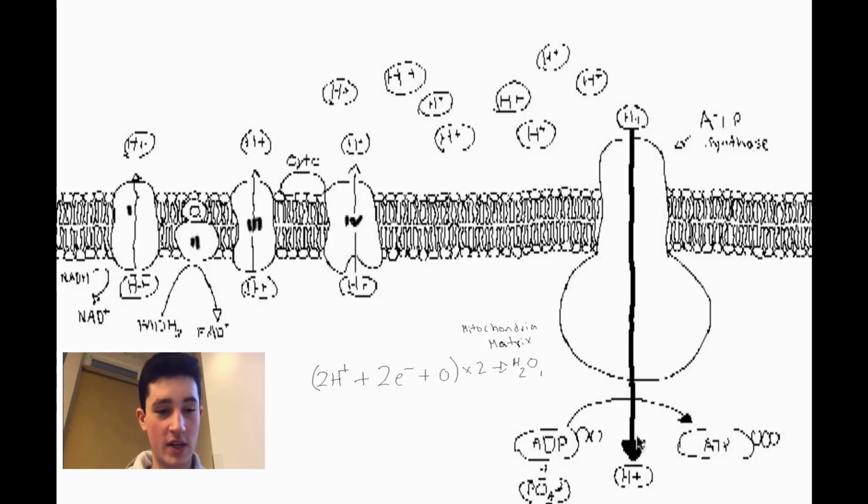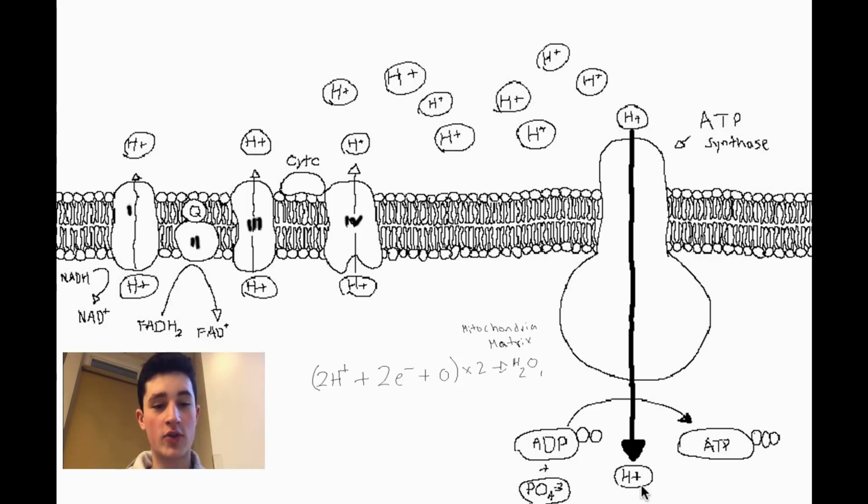The equation can be seen here, as observed. The hydrogen ions that go through the ATP synthase will allow ADP plus a phosphate group to create ATP. This will create roughly 32 to 34 ATPs, which is what we want.